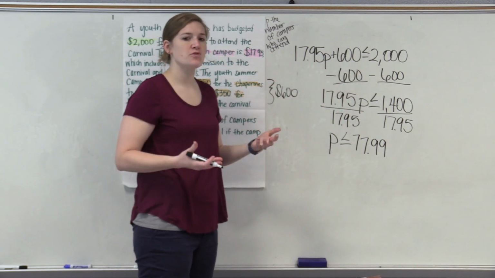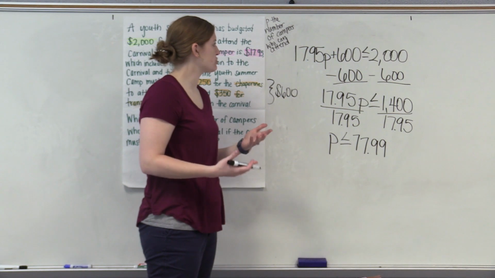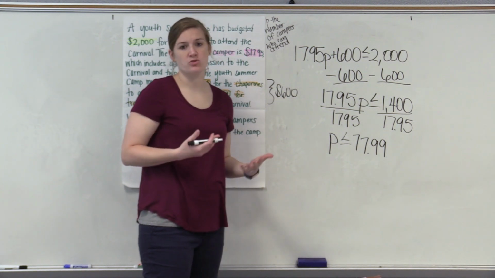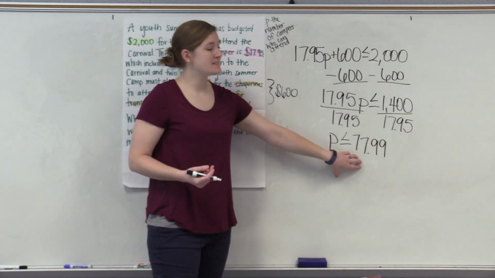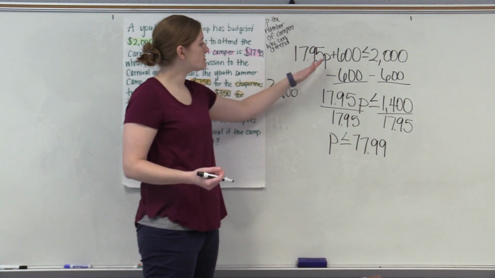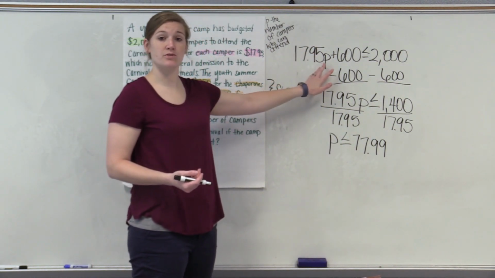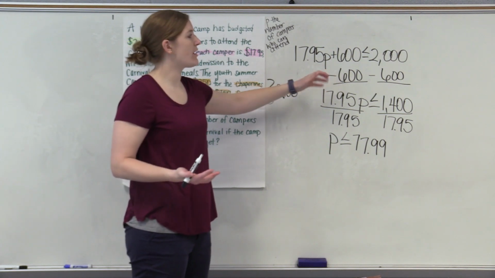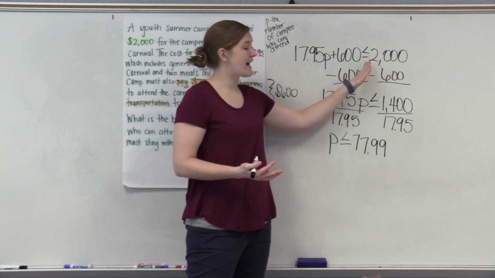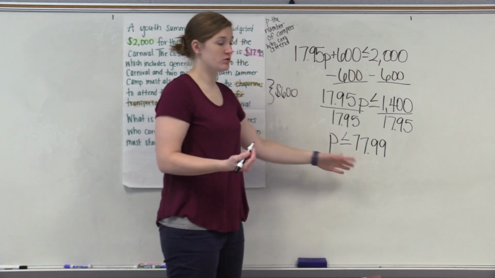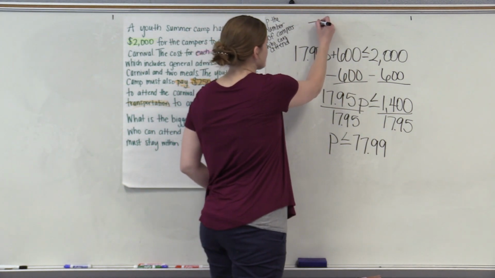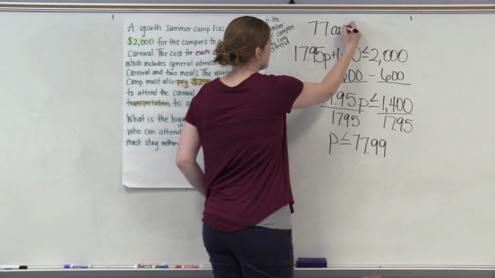Now, how could you figure that out if you weren't sure whether you should round down to 77 campers or whether you should round up to 78 campers? Keep in mind that you can always take those numbers and substitute them back in place of your variable, and you can see whether that number satisfies the inequality. So if we take 77, which we've decided is our answer, 77 campers can attend.